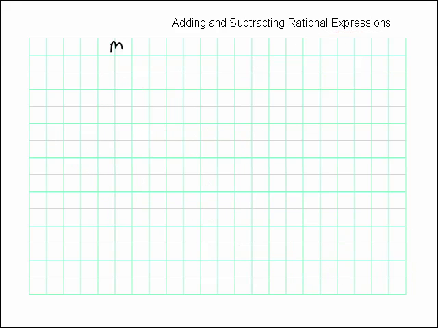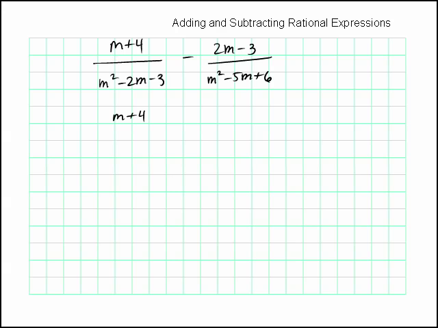m plus (m squared minus 2m minus 3) minus (2m minus 3) over (m squared minus 5m plus 6). The first thing I'm going to do is factor those denominators. That's m minus 3 times m plus 1. This one over here, what is that? That's m minus 3 times m minus 2.